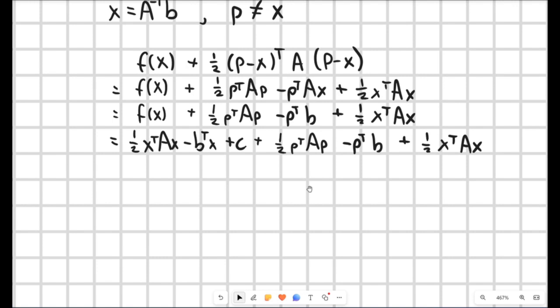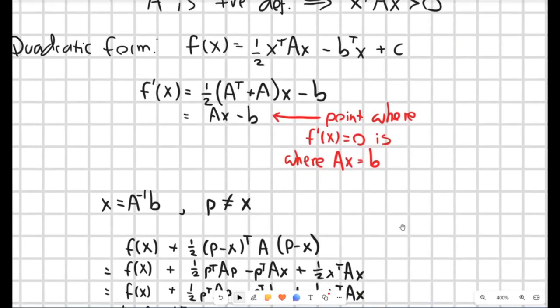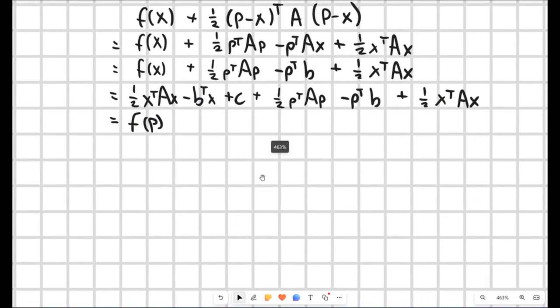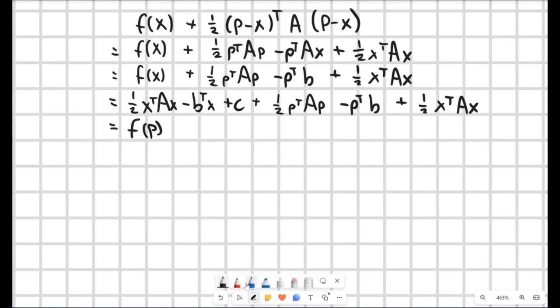And then finally, we're going to express this in terms of f of p. So if we take f, which we defined up here, and we write it in terms of p instead, we have a half p transposed A times p minus b transposed times p plus constant c. So if we have a look here, we've got a half p transpose A p there, a minus p transpose b there, and a plus c there, so that all gets absorbed into this f of p.